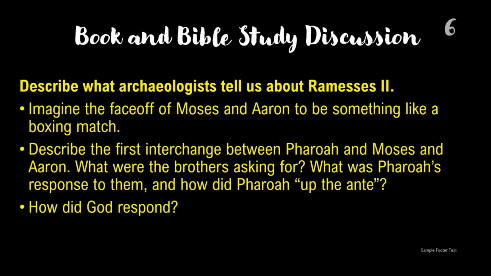Okay, so book and Bible study. Describe what archaeologists tell us about Ramses II. Imagine the face-off of Moses and Aaron to be something like a boxing match. Describe the first interchange between Pharaoh and Moses and Aaron. What were the brothers asking for? What was Pharaoh's response? So to go back, what did you think? He had a lot about Ramses II in there. Mm-hmm. Wow.